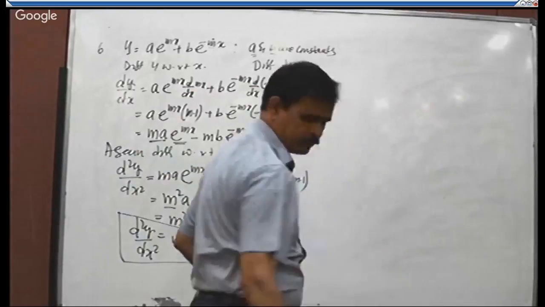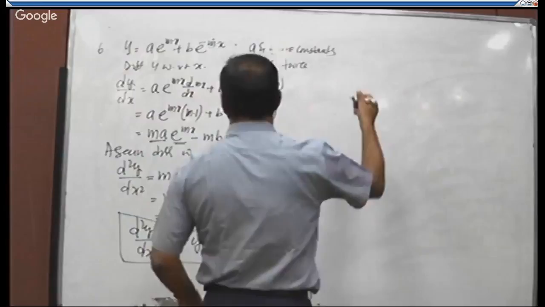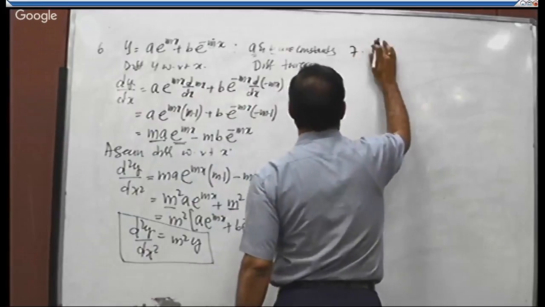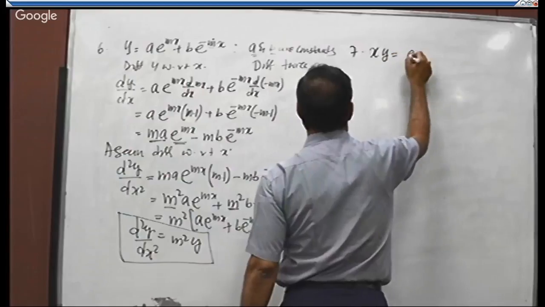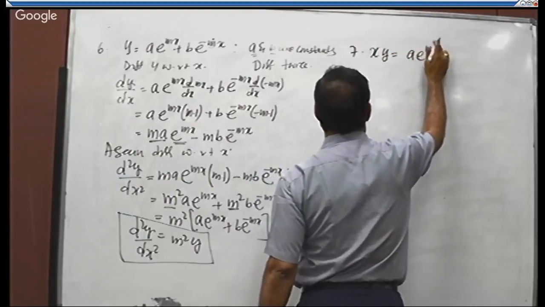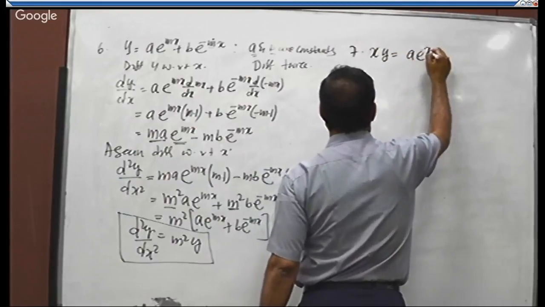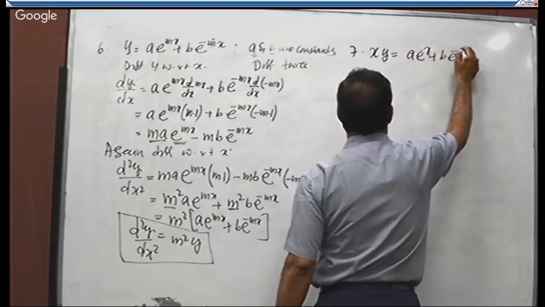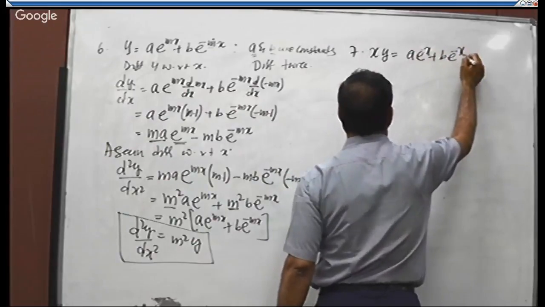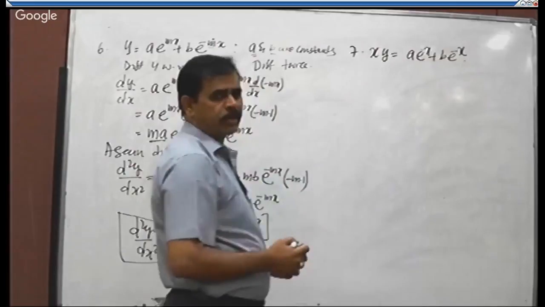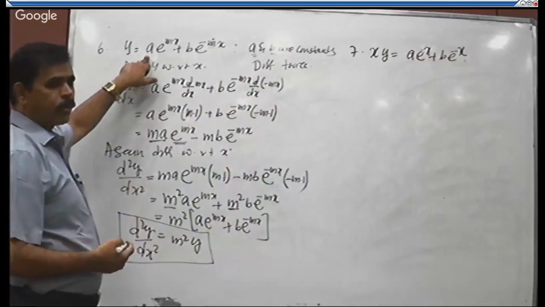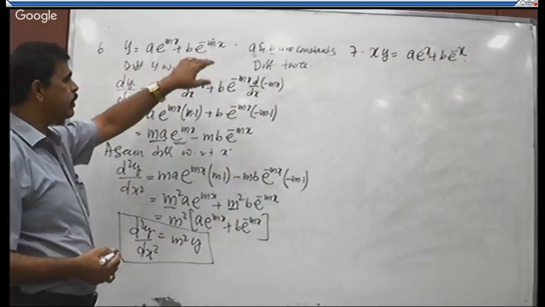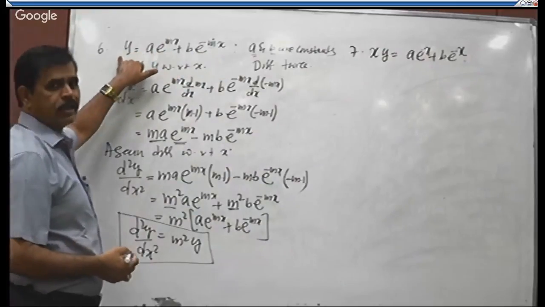Next. Sometimes they will give you something like this: xy is equal to a e to the power of x plus b e to the power of minus x. How many constants are there? Two, a and b. So this sixth problem and problem 1 are the same, but here we have xy.